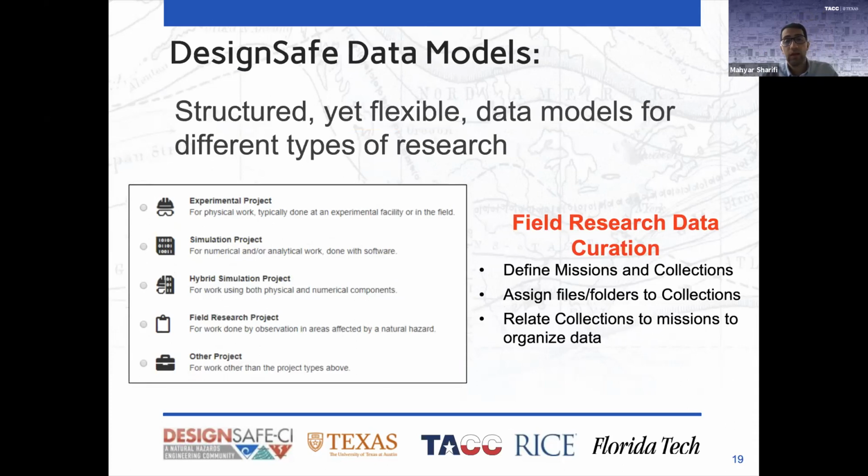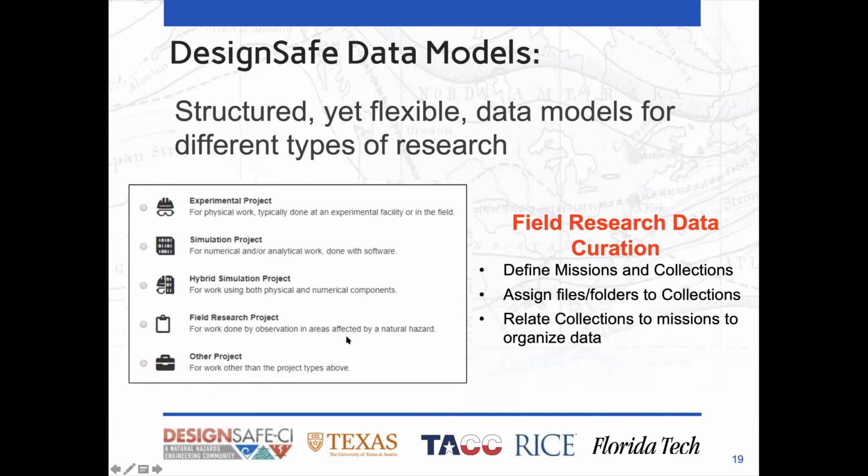So in this slide, I've pointed out the 5 different data models that we have in DesignSafe. It's experimental project, simulation, hybrid simulation, and field research project, as well as the other. The field research project is for the works that are completed by observation in the areas affected after a natural hazard event. And other project is essentially for any project that cannot be fitted into any of these other data models.